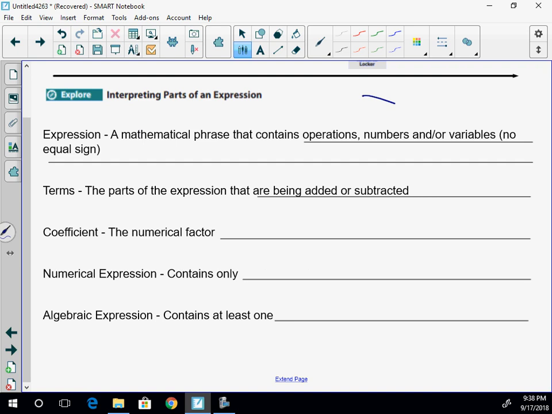If I write out 2x plus 3, my terms are 2x and 3, right? They are separated by addition and subtraction. We can actually write down a line through the middle and identify what our terms are.